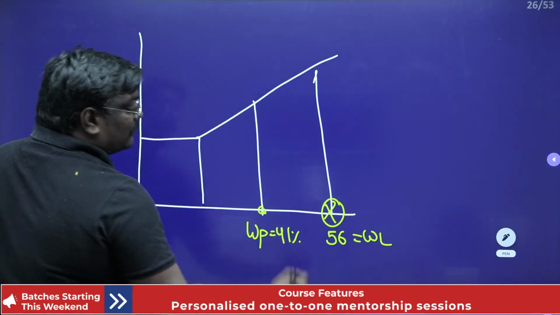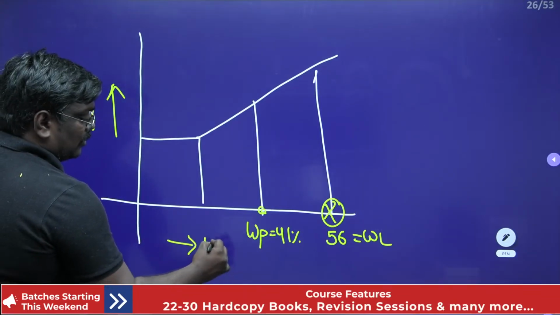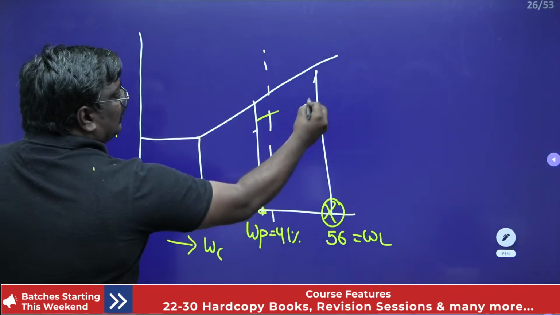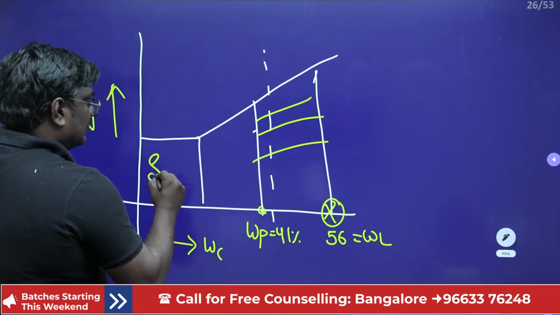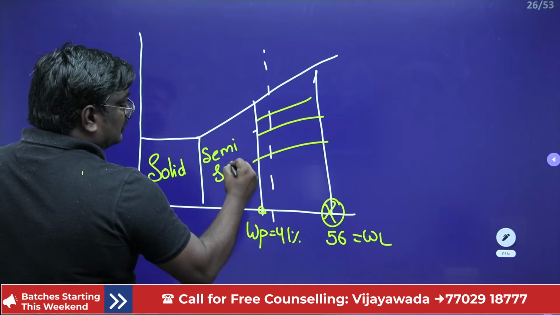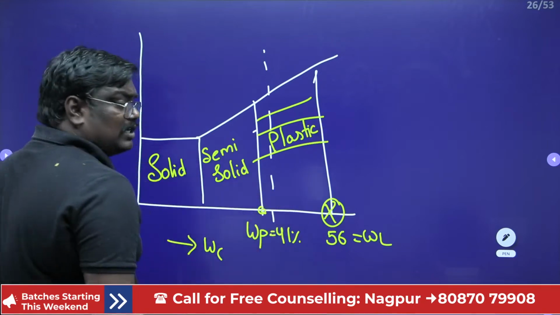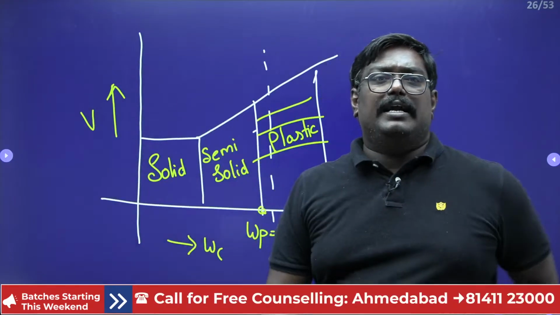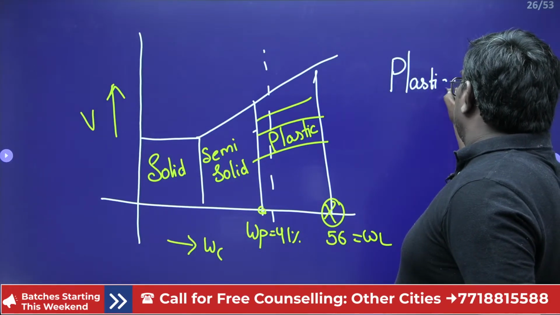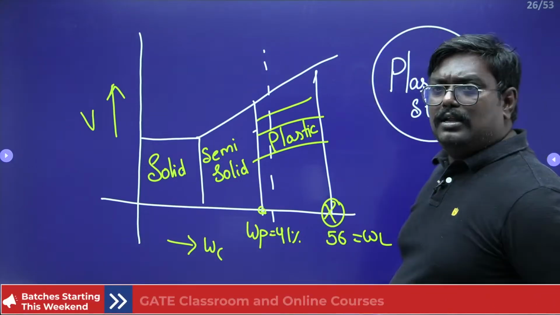They are asking about a water content. This is a graph between volume and water content. Now, if you see, a water content of 45 will be somewhere in between this region. So, what is this region? Here it is called solid, here it is semi-solid, and this region is known as the plastic state. If they ask you, at this water content what is the state of the soil? The state of the soil will be the plastic state. Clear, students?